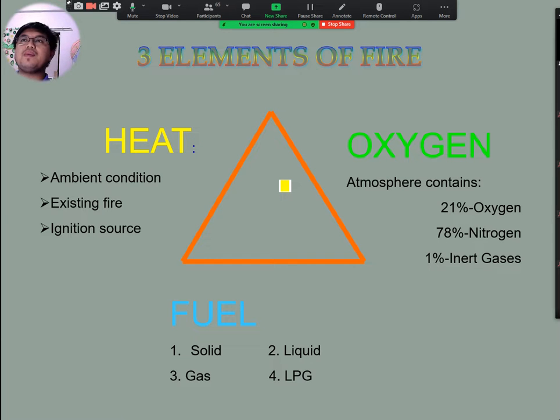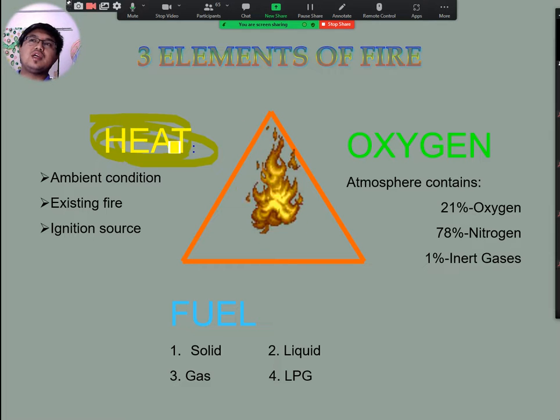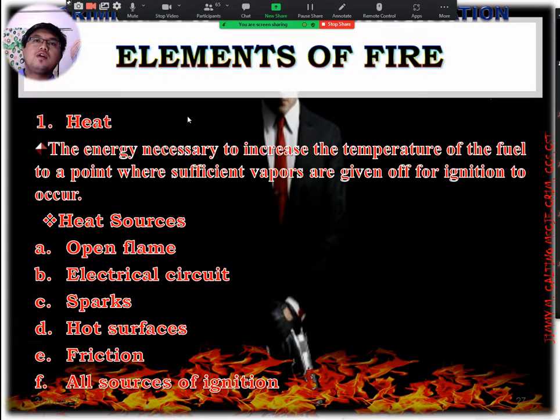Now, we will break them down. Let us try to discuss them one by one. I want to start with heat. We will discuss heat first. So, the first element of fire is what you call heat. Now, what is heat? This is the energy necessary to increase the temperature of the fuel to a point where sufficient vapors are given off for ignition to occur.